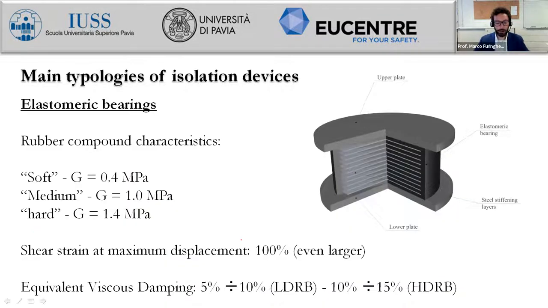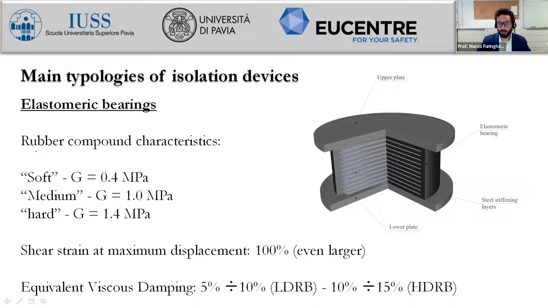So let's have a look now, if there is no other question, obviously. We will look at the characteristics of all the typologies that we will consider, which are the most common in common practice. The first one is the elastomeric bearing. The elastomeric bearing is made up of rubber, which is a very flexible material, and steel stiffening layers. Here there is a figure which shows all the internal components.